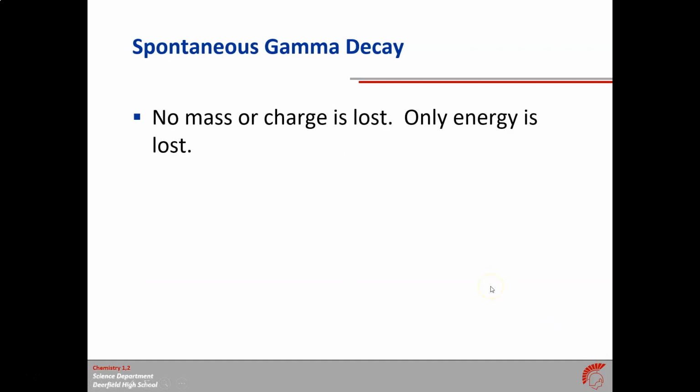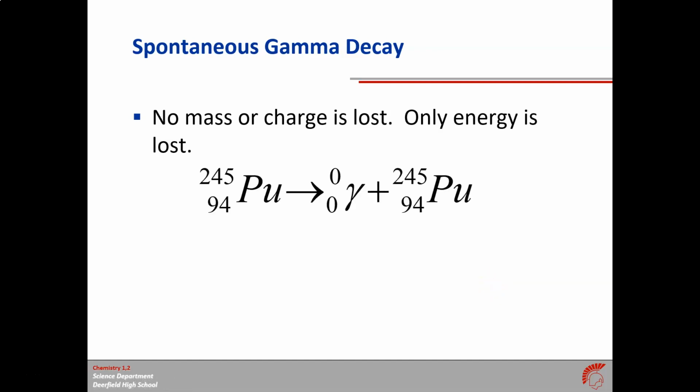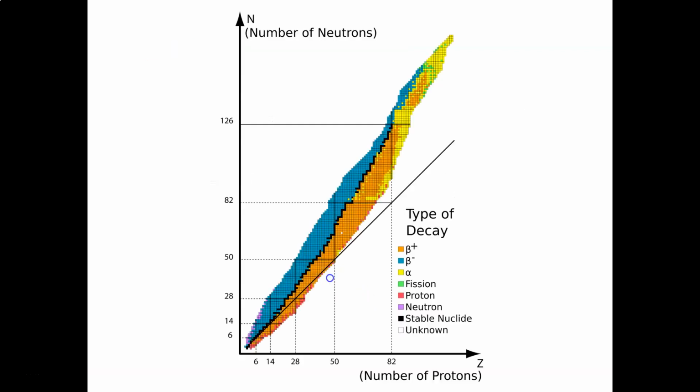Because there's no mass or charge loss, there's only energy loss, a spontaneous gamma decay is pretty easy to write. There's no change in the daughter isotope from the radioactive isotope, because the only thing that's changing is the amount of energy in the nucleus. And we can't show that just by isotopic notation. So I don't even have a practice one for this because it's pretty easy.